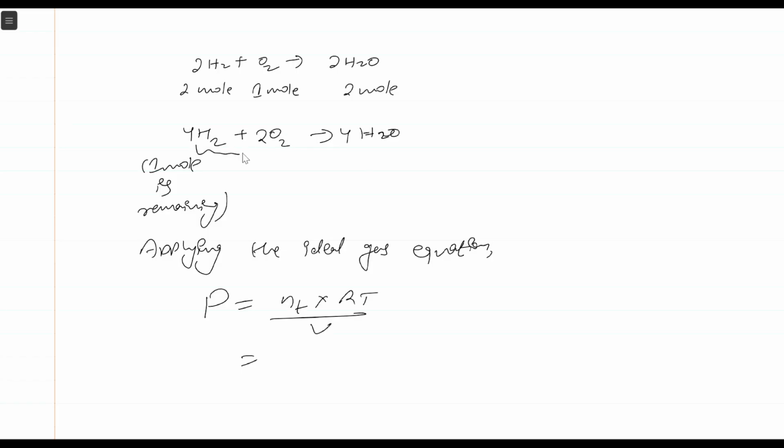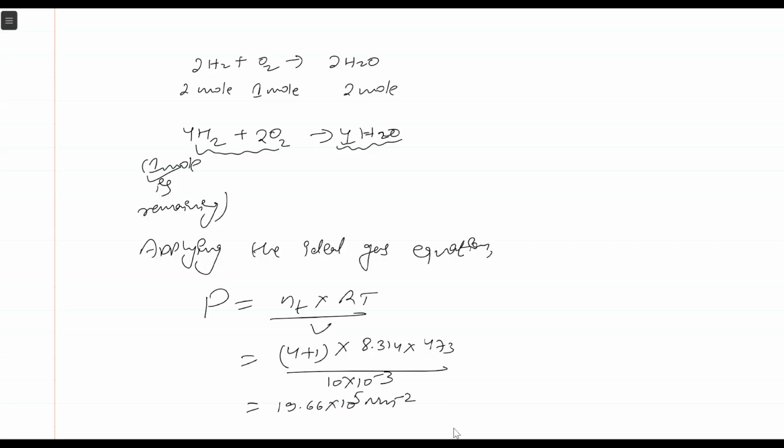So, this much of reactant is producing this much of product. So, 4 moles has been formed. 1 mole was remaining. Total number of moles is 4 plus 1, into R. The value of R is 8.314, into T, which is 473, by V, which is 10 into 10 to the power minus 3. And if we solve it, we will get 19.66 into 10 to the power 5 Newton per meter square. So this is the total pressure when the reacting mixture is ignited. This is very simple one, right?